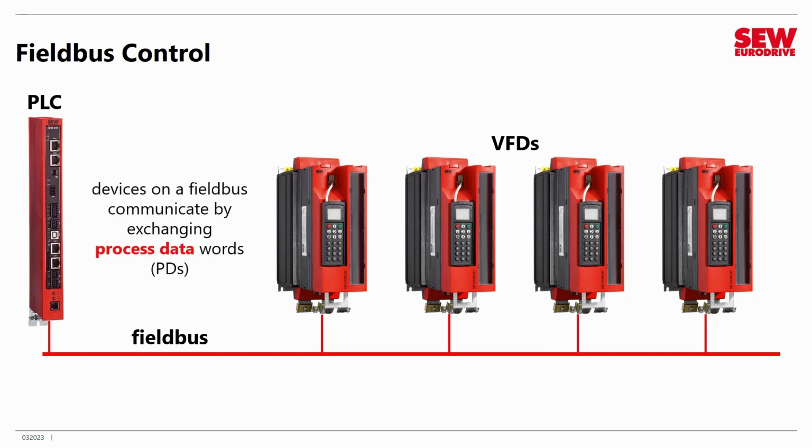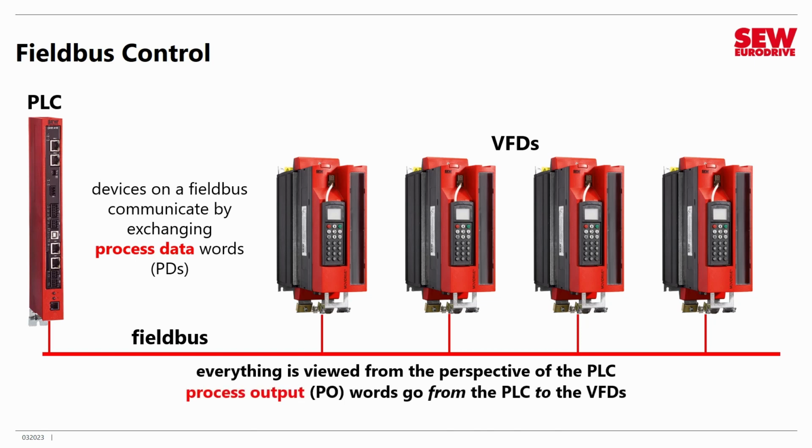Now, devices on a Fieldbus communicate with each other by exchanging what are called process data words, sometimes abbreviated PDs. Process data words go back and forth across the Fieldbus. And it's important to understand that everything is viewed from the perspective of the PLC. The PLC is communicating outwards and receiving information back inwards.